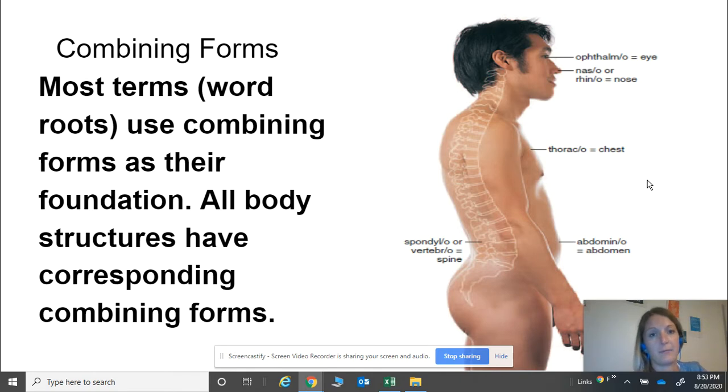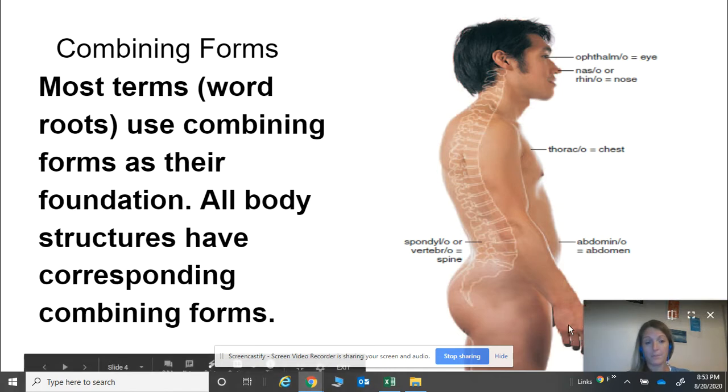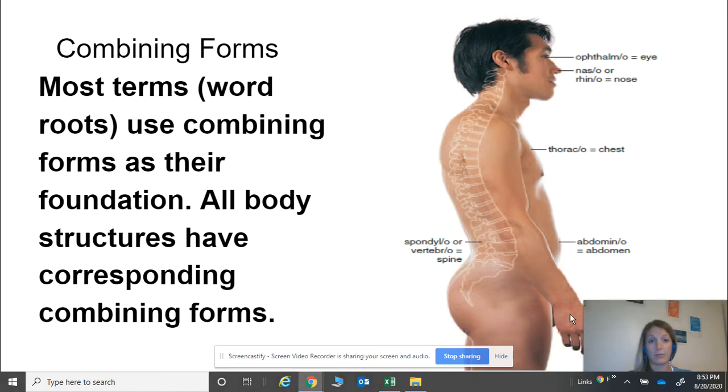So a lot of these combining forms, also known as word roots, are about the body and different parts of the body. So you have ophthalmo is eye, naso and rhino is nose, thoraco is chest, abdomino is abdomen, spondylo and vertebro is spine, and then my picture's covering it up, but there's something pointing to the hand, and it's chiro, C-H-I-R-O, and that means hand. And that's like a chiropractor. While we might think they're a back specialist, they're actually a specialist in using their hands to treat people. So that's why they're a chiropractor.